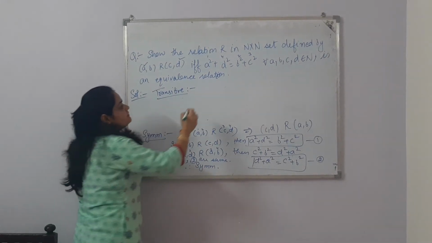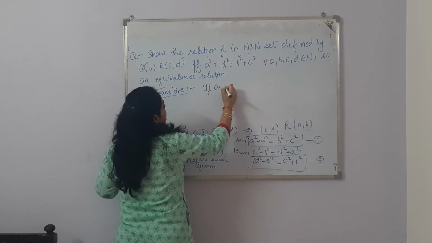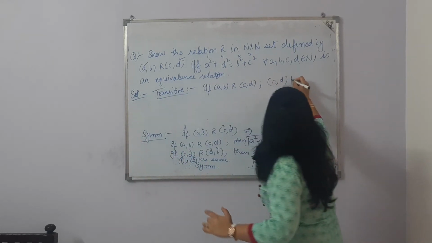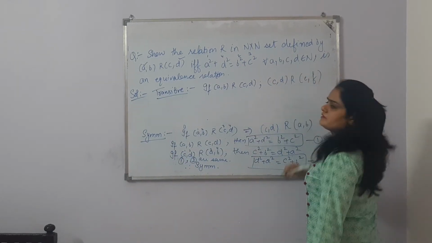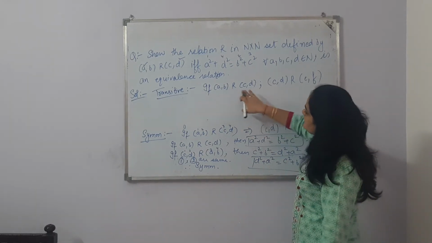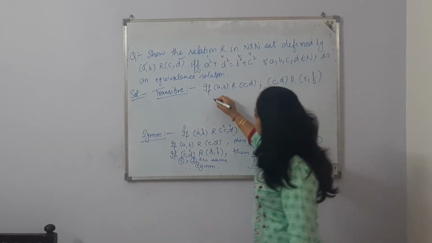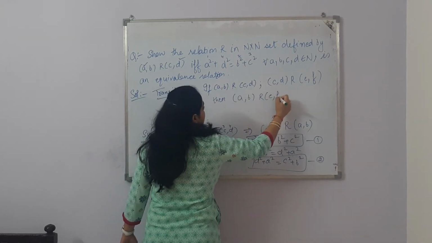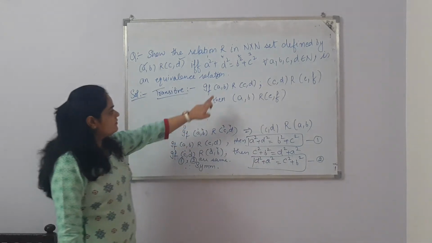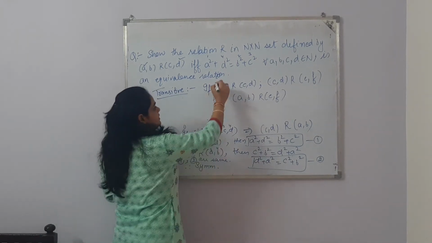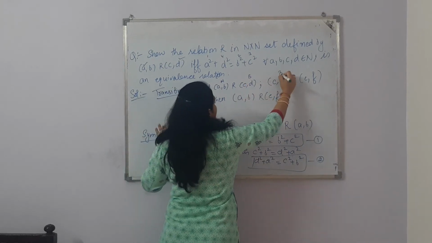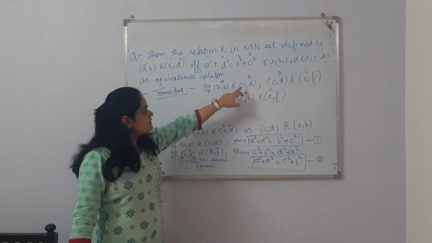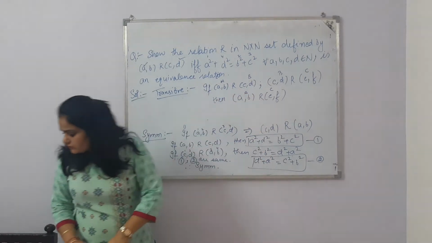Now transitive. What is transitive saying? If AB is related to CD, and CD is related to, let it be EF, another set is EF. A is related to B, B is related to C, then A is related to C. This is your A, B, B, C, then A and C.